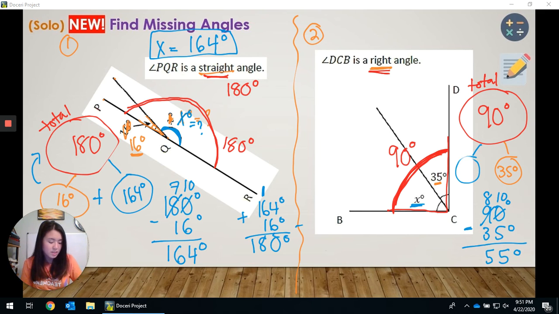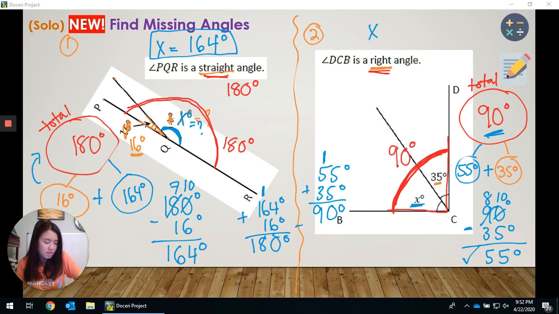Okay, so let me erase that. So now it goes into this number bond. And then to check, before we box our answer, we have to do the opposite of subtracting. We need to add the parts to see if it matches our total here. So 55 degrees plus 35 degrees. 5 plus 5 is 10. Regroup the 1. 5 plus 3 plus 1 is 9. 90 degrees. Sure is. That means X equals 55 degrees.